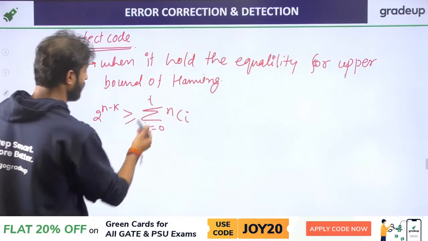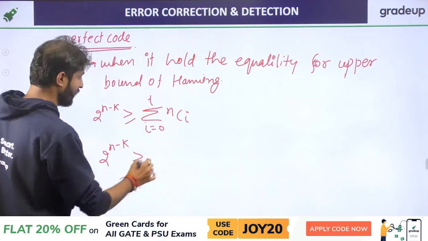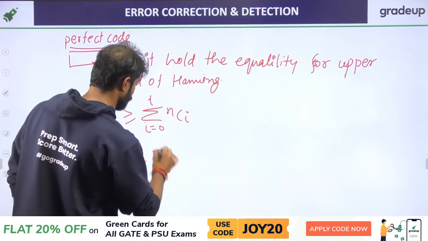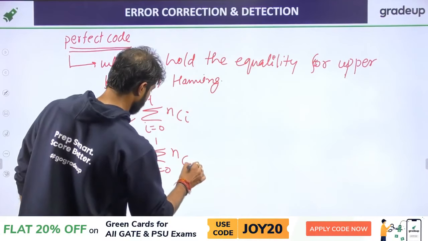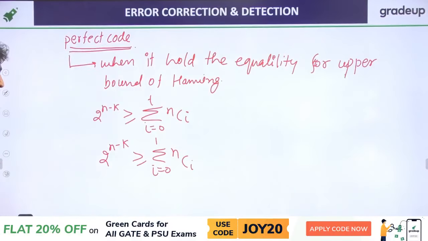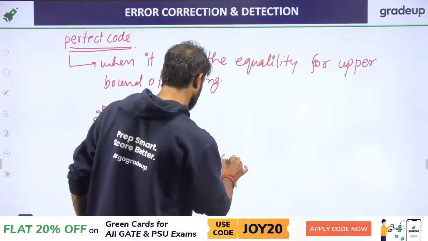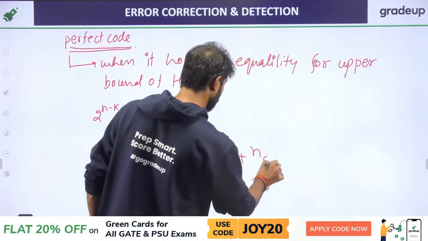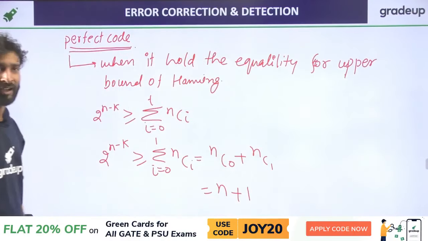So I'm writing just t with 1. So 2 raised to power n minus k should be greater than the summation for i equal to 0 to 1 of nCi. That is the condition. Now if we write it, it will open as nC0 plus nC1. You all are aware of the value, that is n plus 1.